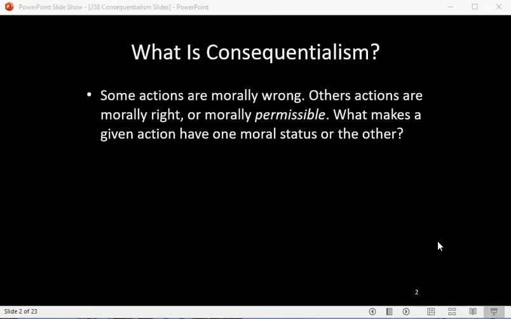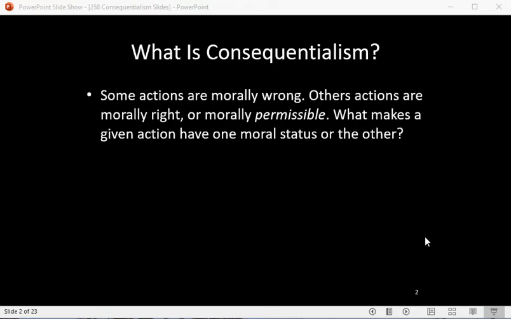You might often be faced with choices where you can do several things, and two or more of them are going to be right. That just means there's nothing wrong with them. They're morally permissible. And we're talking here about morality and not the law. So we're not talking about legally permissible actions. We're talking about morally permissible, or on the flip side, morally wrong actions. So what makes an action have one of these statuses or the other?